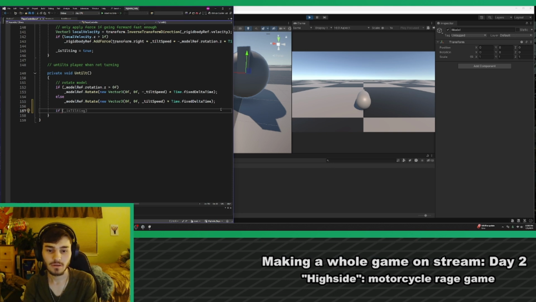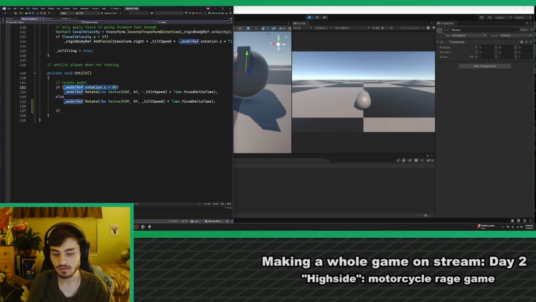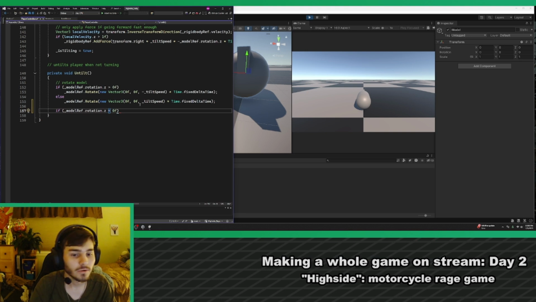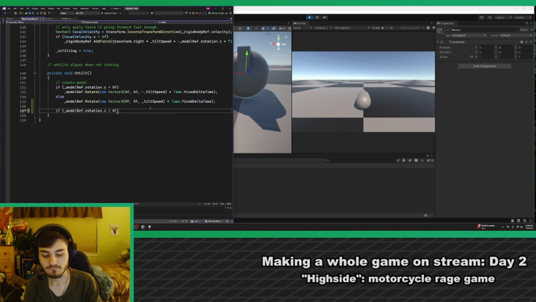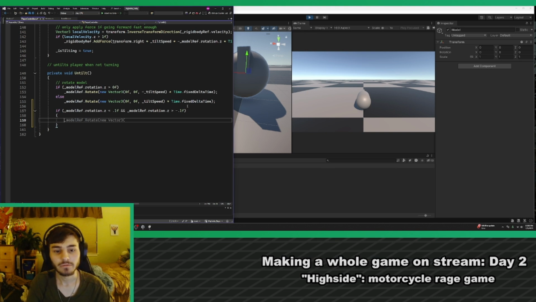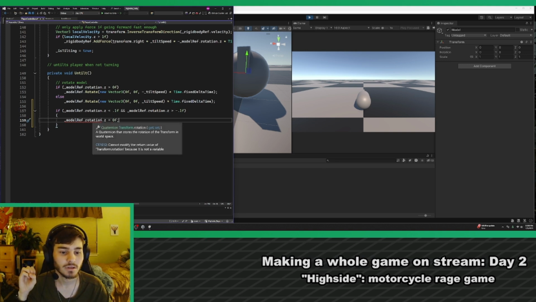Let's do an if ref rotation Z is less than 0.1f and larger than negative 0.1f. Yes. Ref Z equal to 0. So annoying.